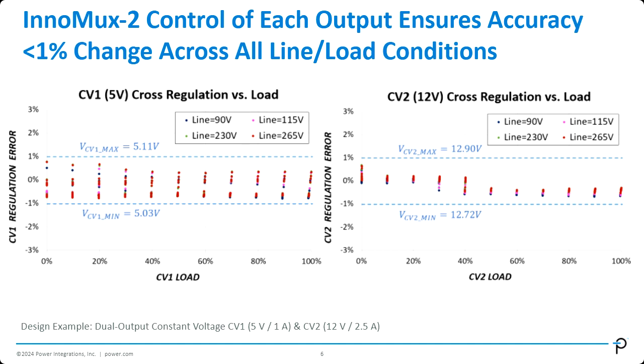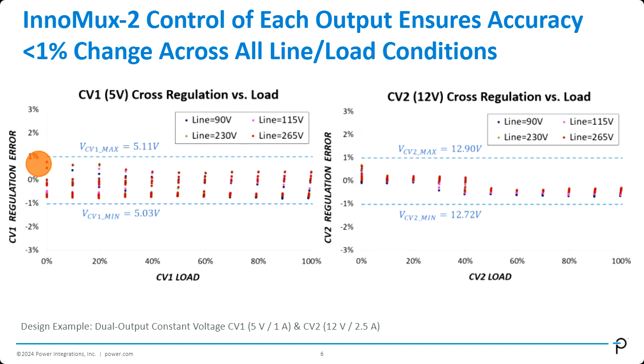So this test data is based on a real application with dual output power supply. It has two constant voltage outputs, a 5-volt and a 12-volt. So the test condition covers across load and line changes. Line is from 90 volt to 265 volt. And load is from absolutely no load to absolutely full load on both of the outputs, so 5-volt and 12-volt. So with all of these changes, we can still maintain the regulation accuracy on both outputs to be within plus minus 1%.